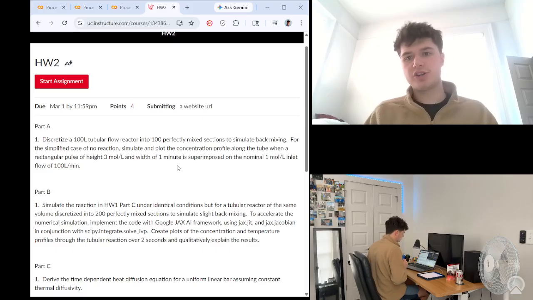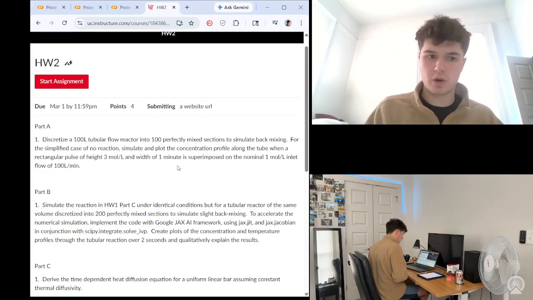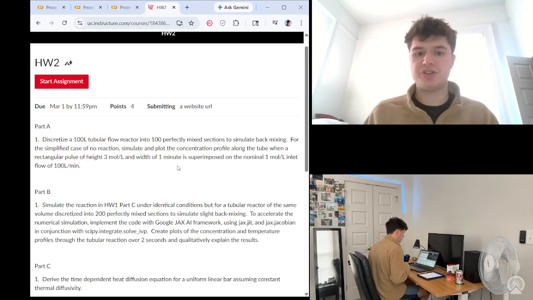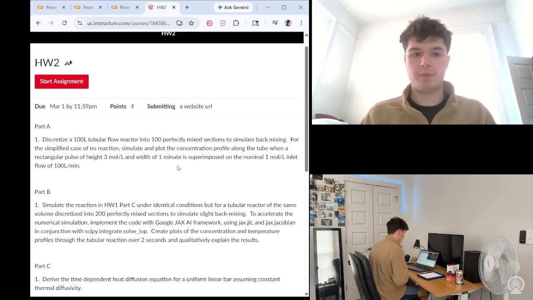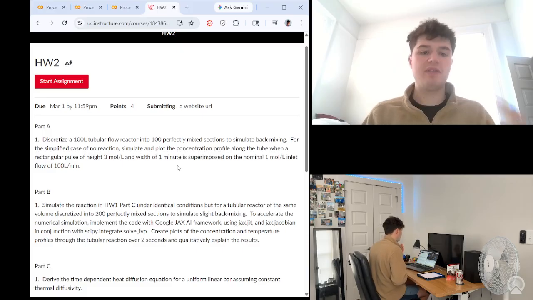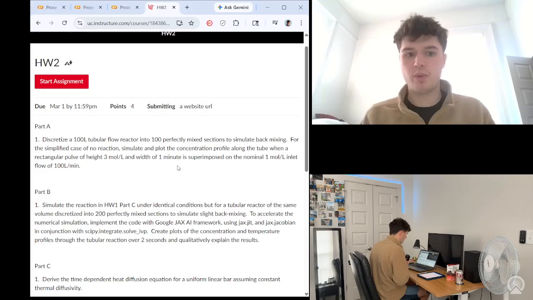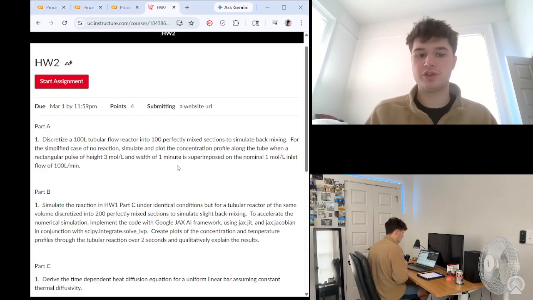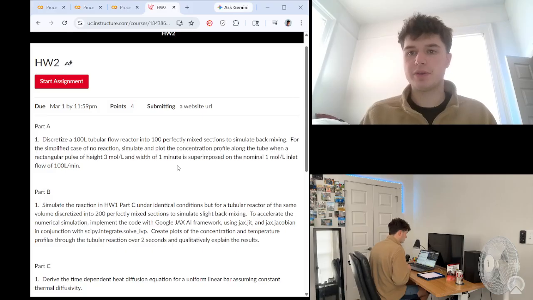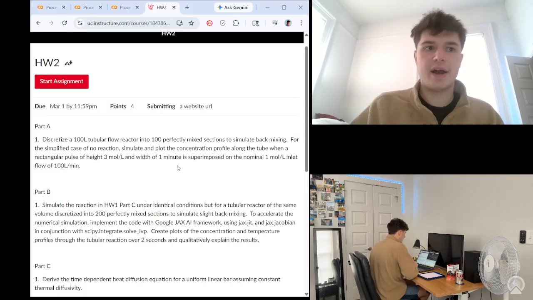Essentially, we're in part B of this homework. I just completed part A. We're going to be redoing homework 1, part C, with the same conditions, but this time for a tubular reactor with 200 perfectly mixed sections, which we'll be doing back mixing again like we just did in the previous part. We're going to be using JAX framework, and we're going to be actually creating a concentration and temperature profile through this tubular reaction over 2 seconds. And then this will help us actually plot and quantify these.